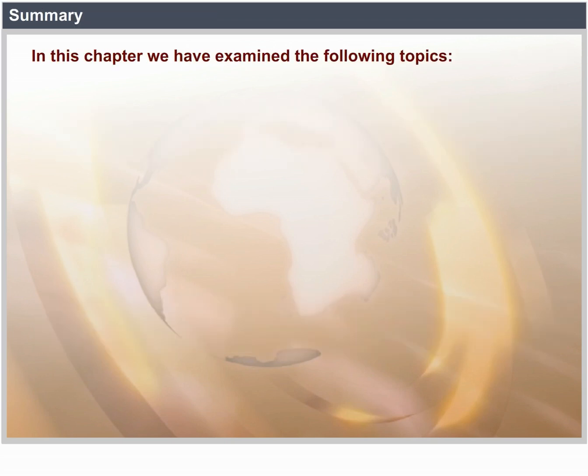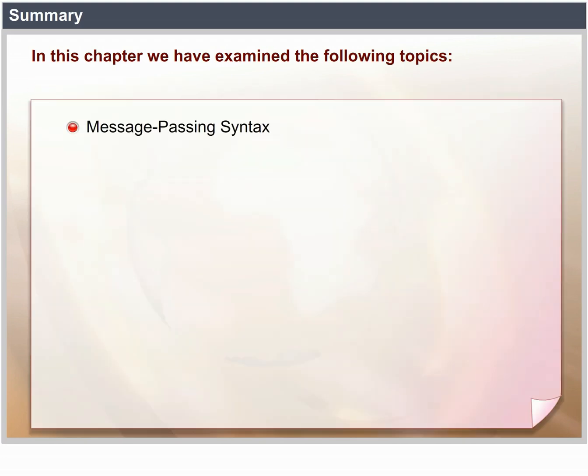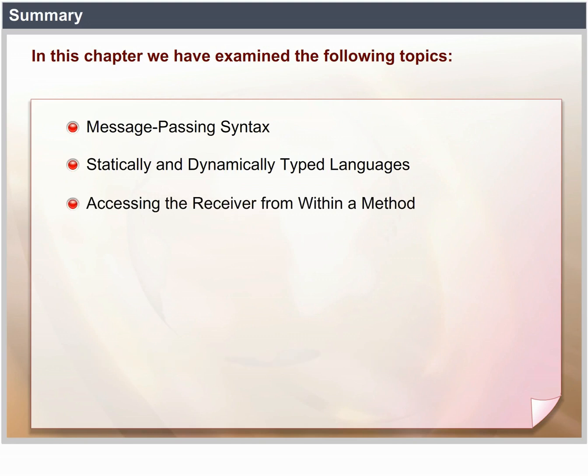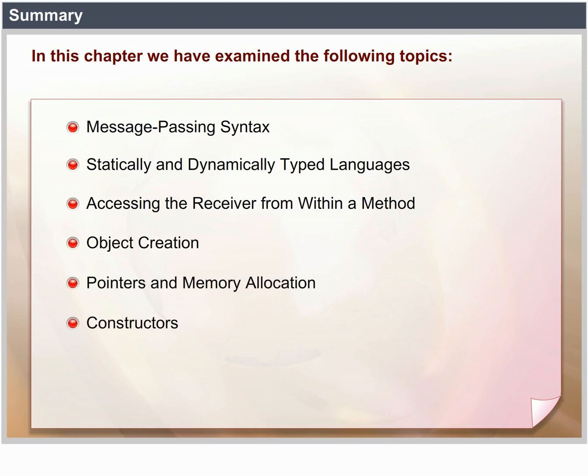Summary. In this chapter, we have examined the following topics: message passing syntax, statically and dynamically typed languages, accessing the receiver from within a method, object creation, pointers and memory allocation, constructors, constant values, and destructors and finalizers.